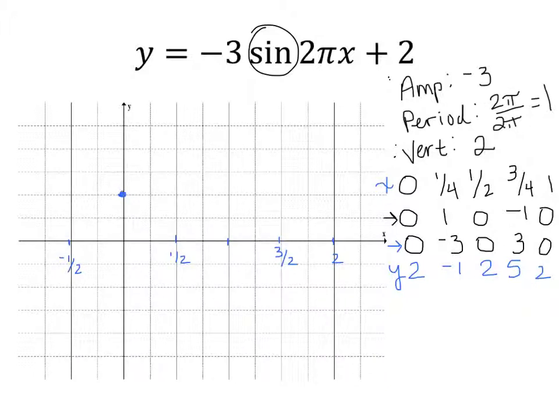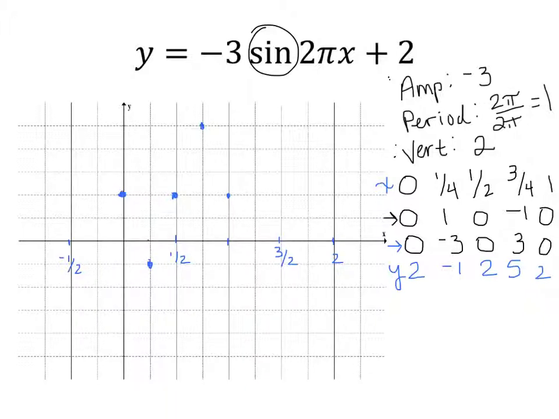Okay. So x is 0, y is 2. X is 1/4, y is -1. So here's 1/4, y is -1 here. X is 1/2, y is 2. X is 3/4, y is 5. X is 1, y is 2. So there's one complete period of the graph.